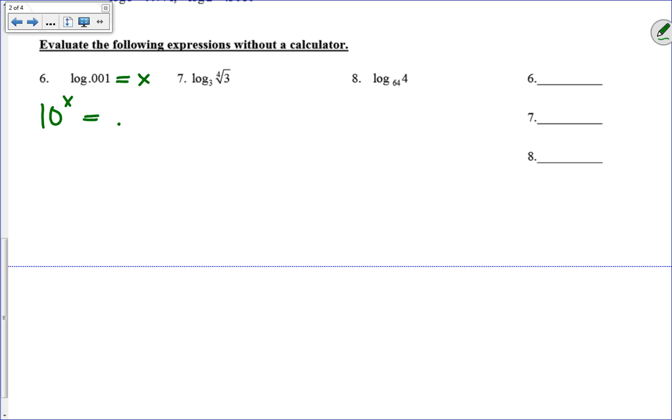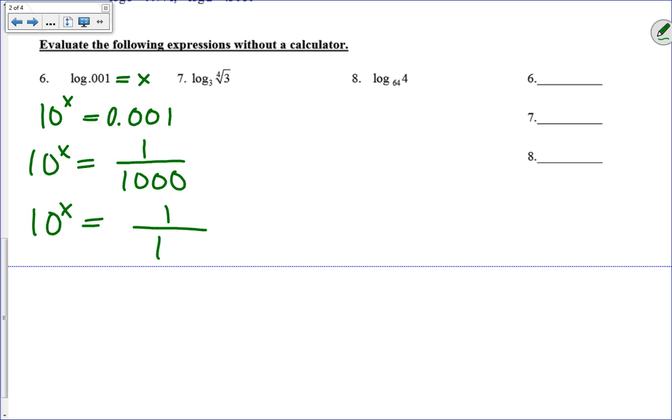Yep, 0.001, right? Okay, so if we look at this, is there a way that we can rewrite 0.001 and maybe a way that will help us see something here? 1 over what? 1 over 1,000? Yep, so we can rewrite that as 1 over 1,000. So can we express 1,000 with a base of 10? Right, 1 over 10 to the third, right? So 10 to the x is equal to 1 over 10 to the third.